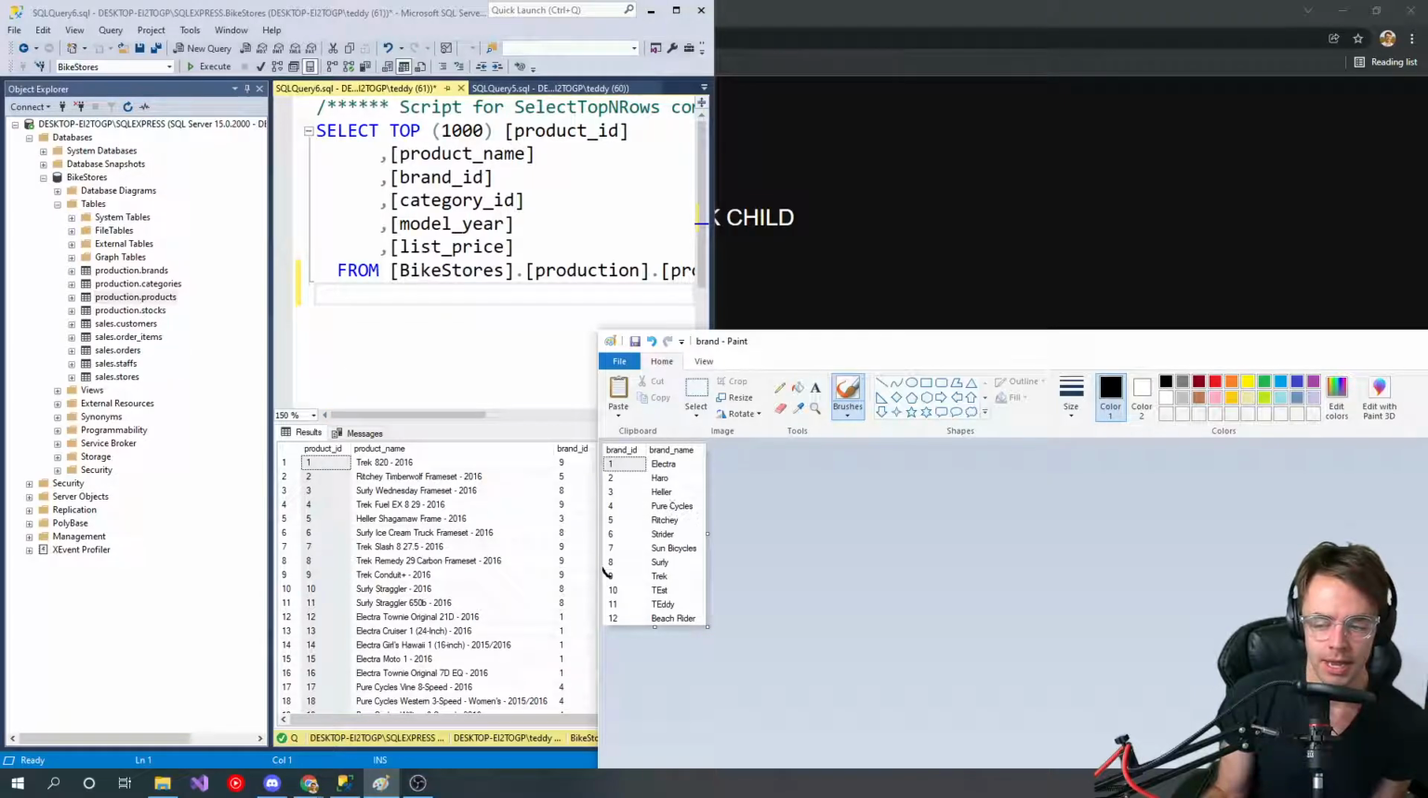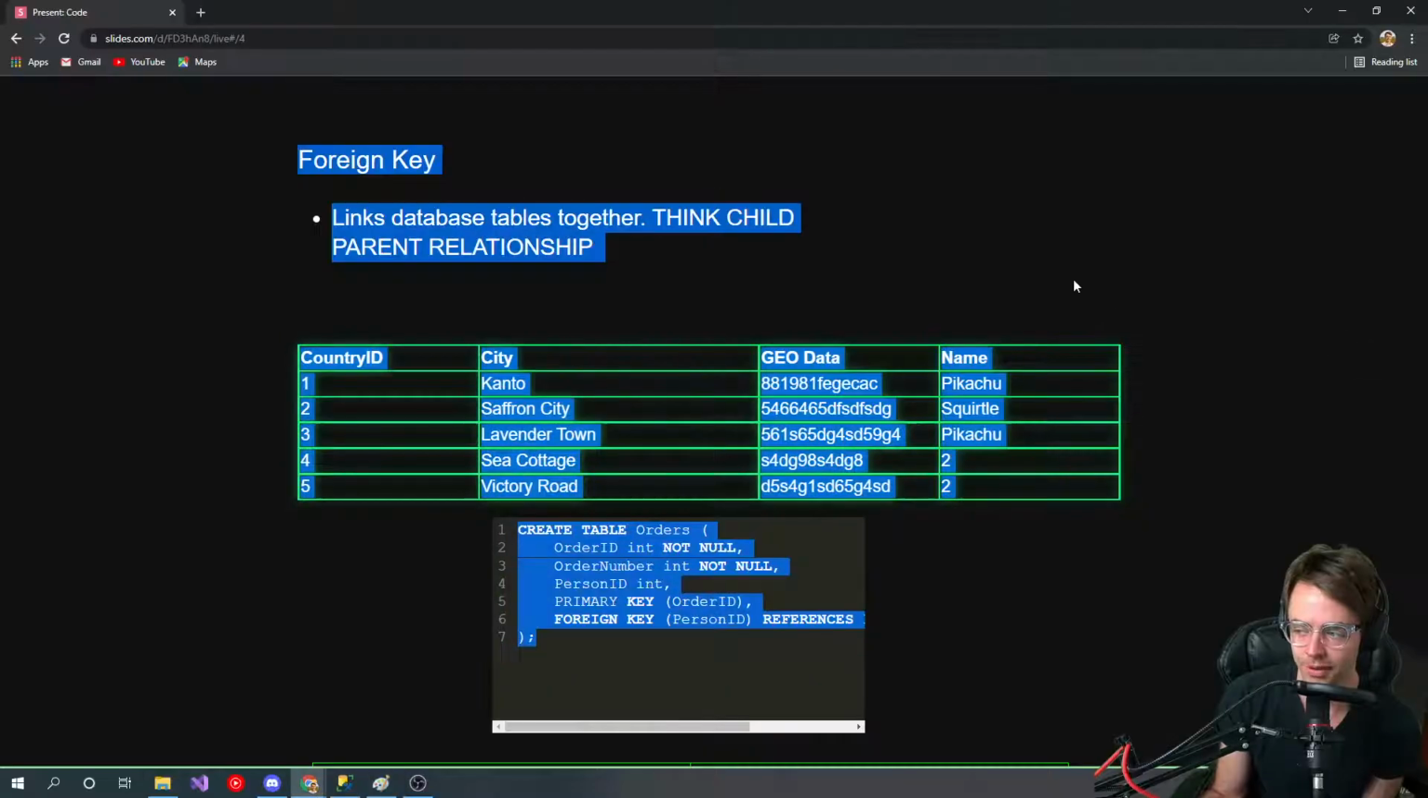So a brand can have multiple, like this right here is the foreign key. This is the child table. There can only be one child associated with this, but there can be multiple brands associated with a single parent. Hopefully that didn't confuse you.